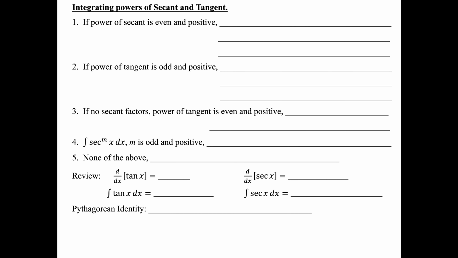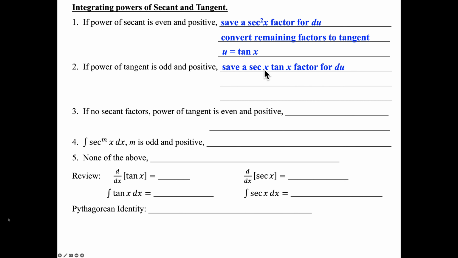All right, let's look at integrating powers on secants and tangents. If the power on secant is even and positive, we're going to want to take a secant squared x and factor it with the du. We're going to convert all of our remaining factors to tangent using your Pythagorean identity, and your u will equal tangent of x.